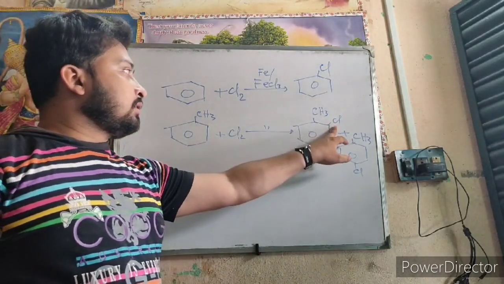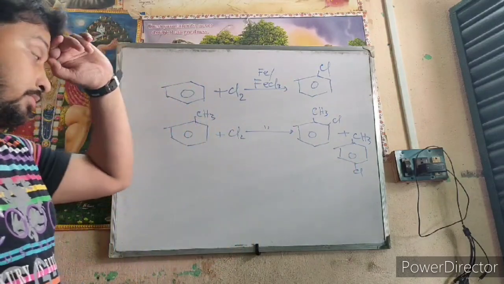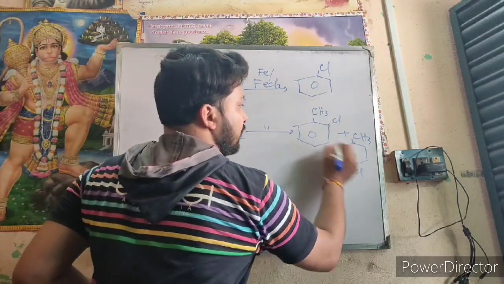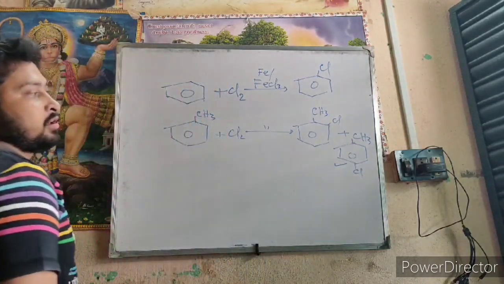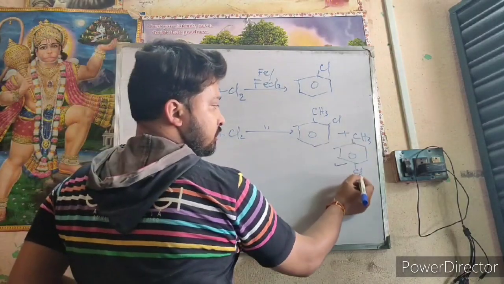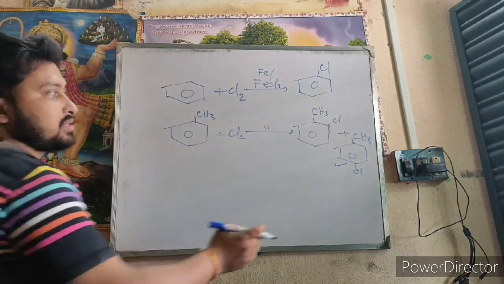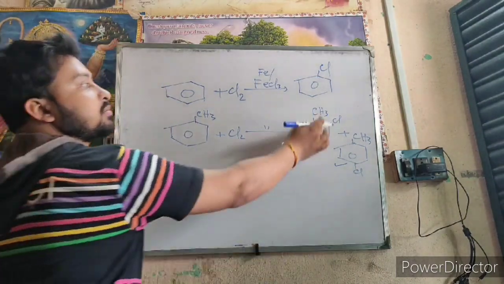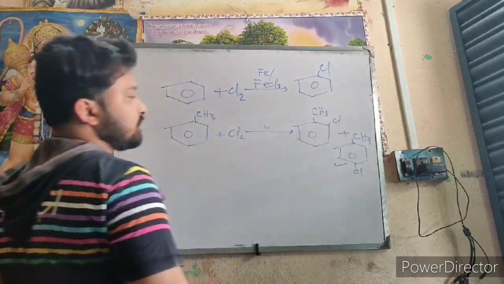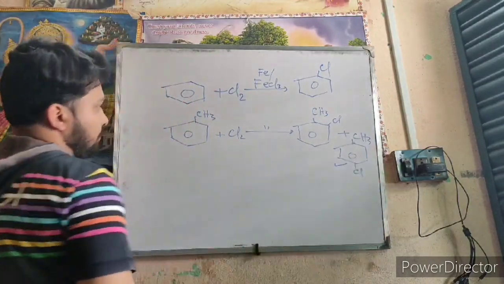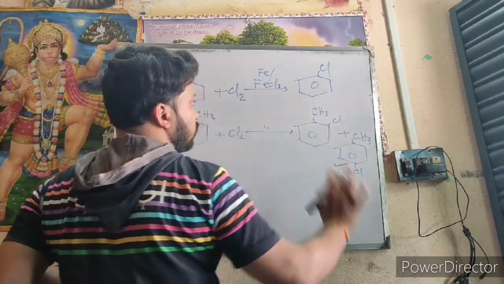This Cl is in the ortho position and this Cl is in the para position. So what is the major product here? The major product is this, because the position is at 180 degrees. So minimum repulsion is here and the maximum repulsion is here. So the major product due to this structure is this: this is parachlorotoluene and this is orthochlorotoluene.